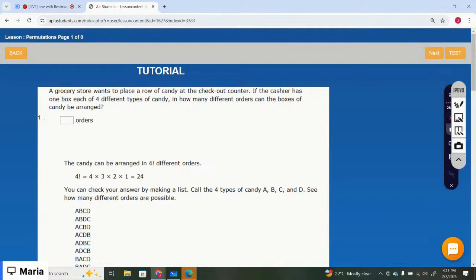A grocery store wants to place a row of candy at the checkout counter. If the cashier has one box each of four different types of candies, how many different orders can the boxes of candy be arranged?